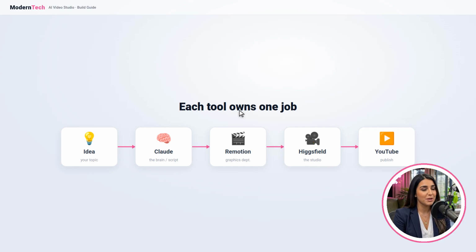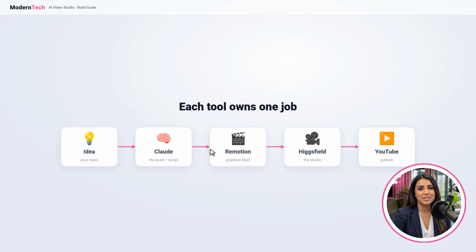Okay, hold on. Remotion builds graphics with code? Explain that like I just walked in. Sure, Remotion is a framework built on React, the same technology behind most modern websites. Instead of dragging things around a timeline, you describe your visuals in code. This title animates in in a second. These captions follow the voice. And here's the magic. You never write that code yourself. Claude writes it for you. So, idea in, Claude writes the script, Remotion builds the visuals, Higgsfield generates the video, YouTube gets the upload. That's the whole pipeline. One idea in, a finished video out.